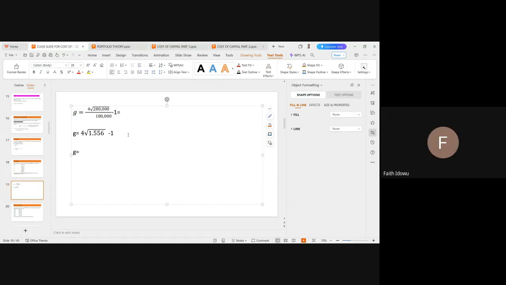So I did 4 roots of 1.556, and it gives me 4 point something, then minus 1, I mean. That gives me 3.989. No, you are not pressing it well.